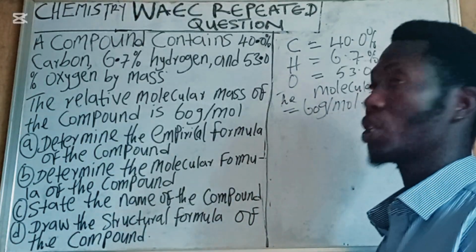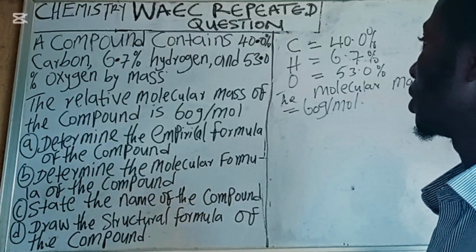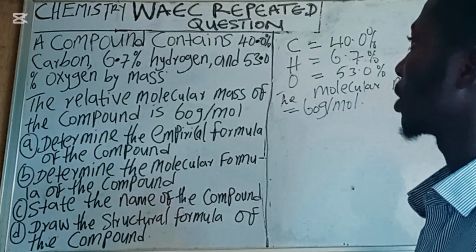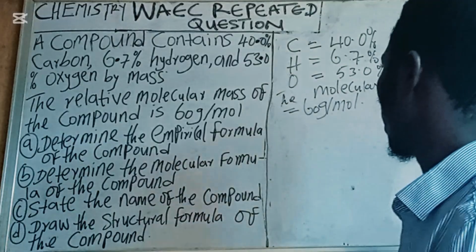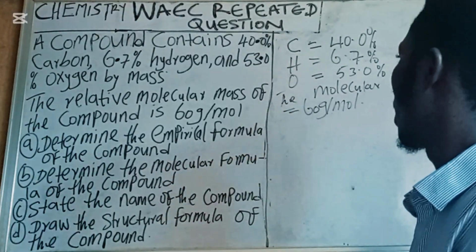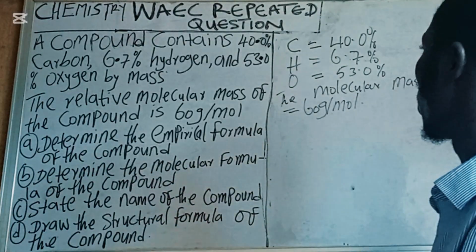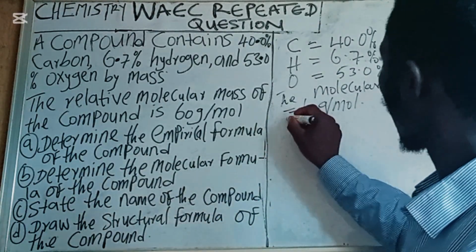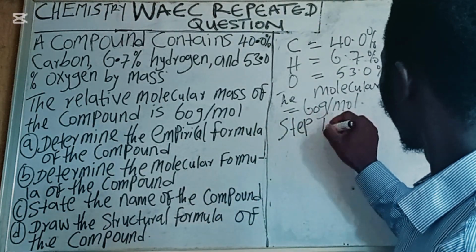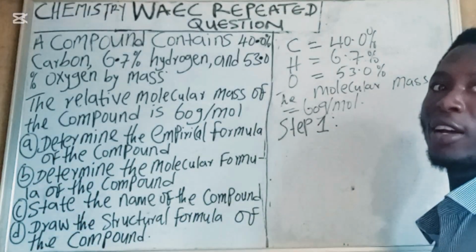After solving this question, I'm going to give you the shortcut, the proof that you can use to know that your answer to this question is correct. So let's go ahead. After bringing out our data, the next thing is to look at our steps. This is step 1.